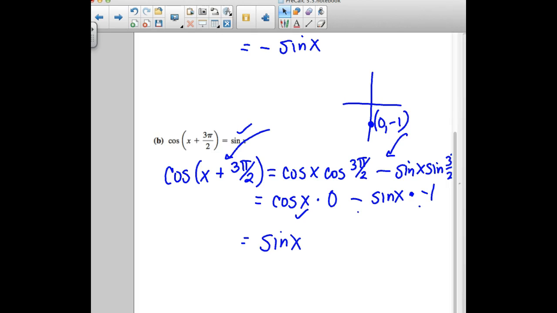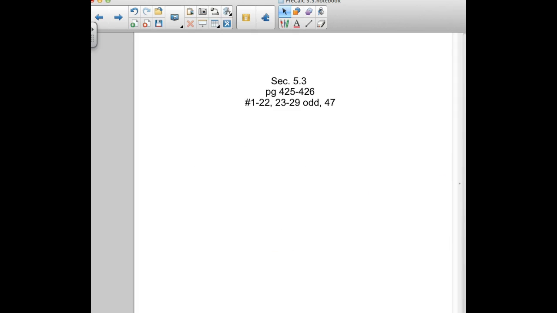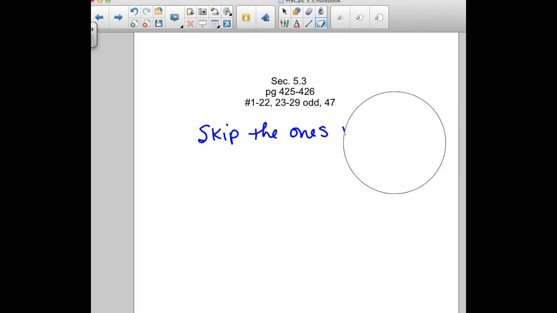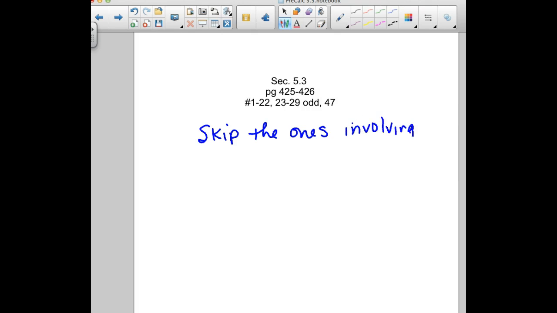All right, so we're going to have you try some of those. The assignment is all listed as 1, and what I need for you to do on day 1 is skip all of the ones involving tangent. We'll talk about how to do a tangent formula tomorrow. So skip the ones involving tangent. All right, we'll handle those tomorrow.